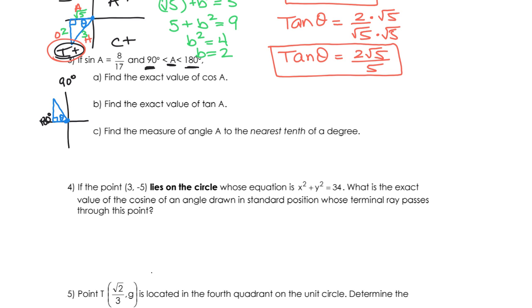Remember, theta is always the angle closest to the origin. And because they gave us sine, remember sine is opposite over hypotenuse. So in our triangle, this would be our opposite side. This would be our hypotenuse side. And this is our adjacent side. And they gave us opposite is 8. And hypotenuse is 17.